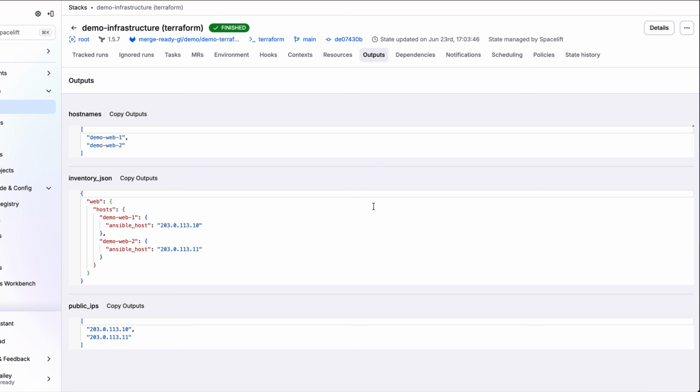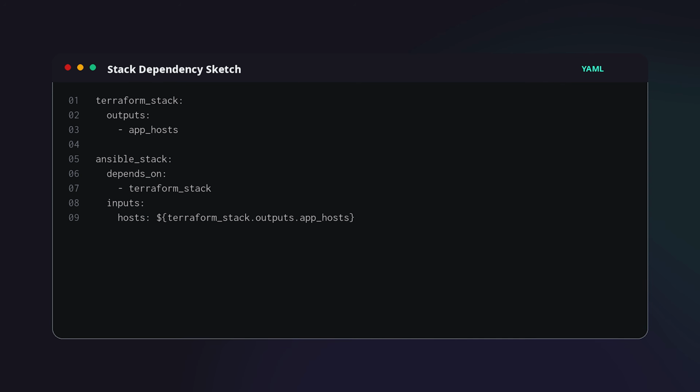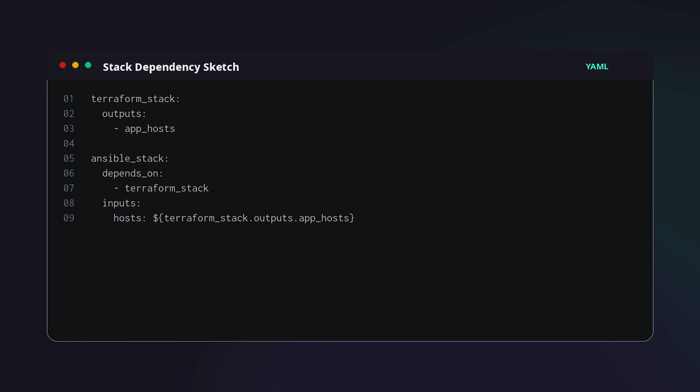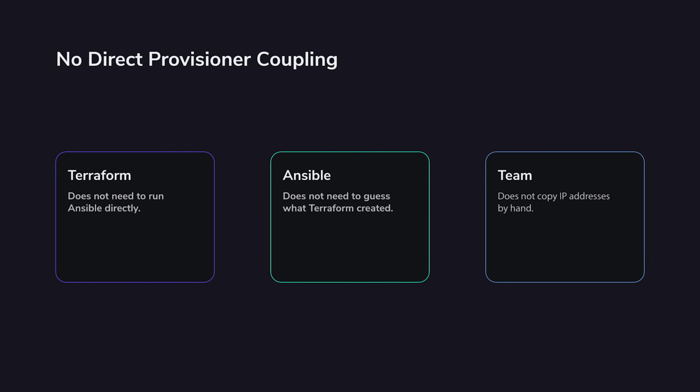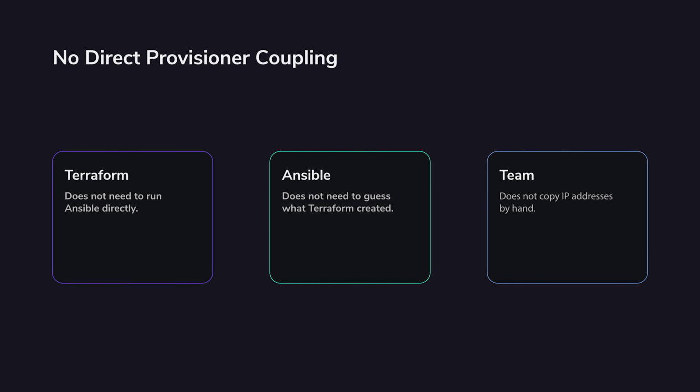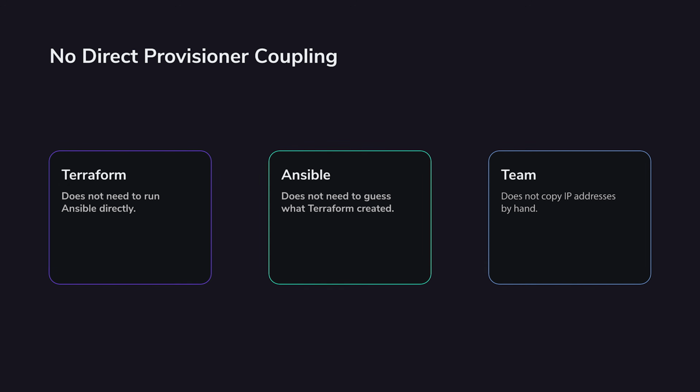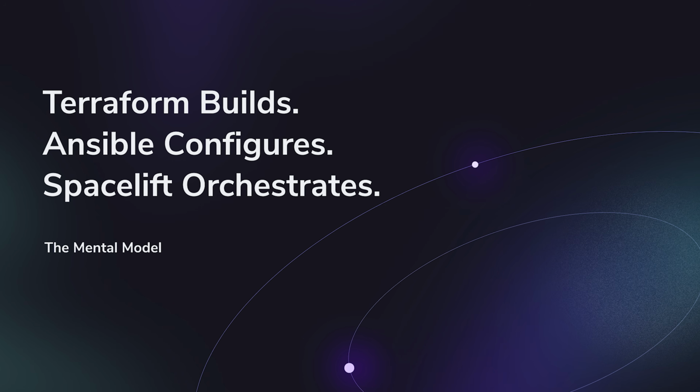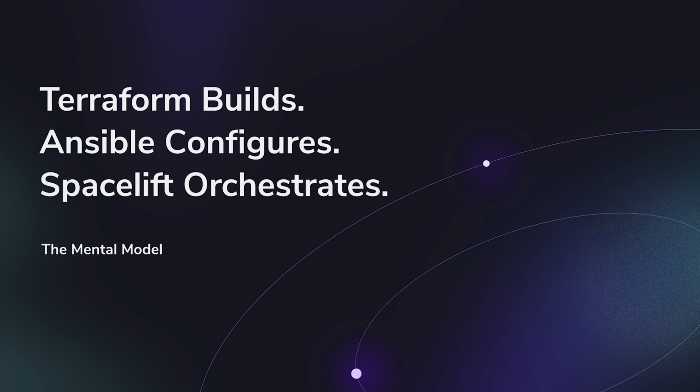The useful part is that the output from one stage can become an input into the next. So Terraform can output the instance details, and the Ansible stack can use those values to build its inventory. Terraform doesn't need to run Ansible directly through a provisioner. Ansible doesn't need to guess what Terraform created, and nobody needs to copy IP addresses between tools like it's 2009. Spacelift isn't replacing Terraform or Ansible here, it's just giving you a managed way to orchestrate the workflow between them. So the mental model is simple. Terraform builds the infrastructure and Ansible configures the machines. Spacelift orchestrates the workflow between them.